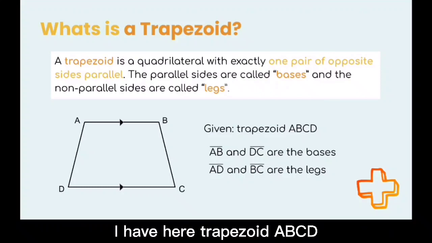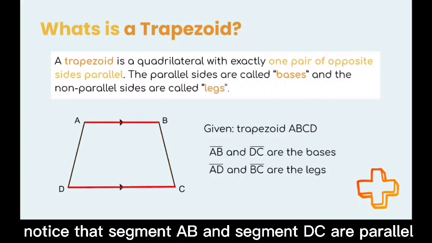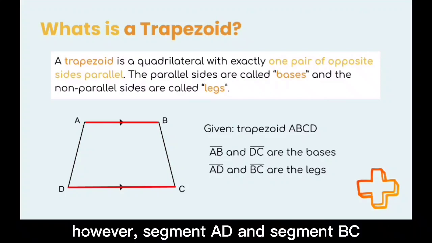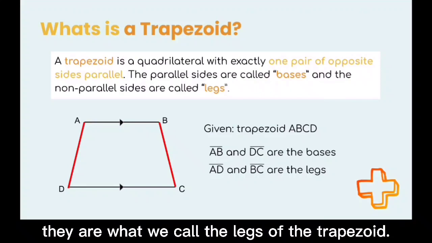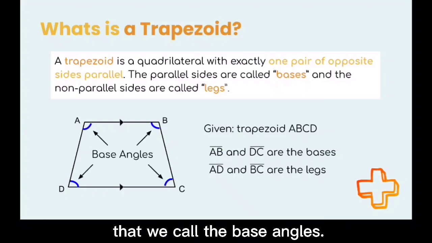I have here trapezoid ABCD. Notice that segment AB and segment DC are parallel. They are what we call the bases of the trapezoid. However, segment AD and segment BC are the non-parallel sides. They are what we call the legs of the trapezoid. We also have these angles that we call the base angles.